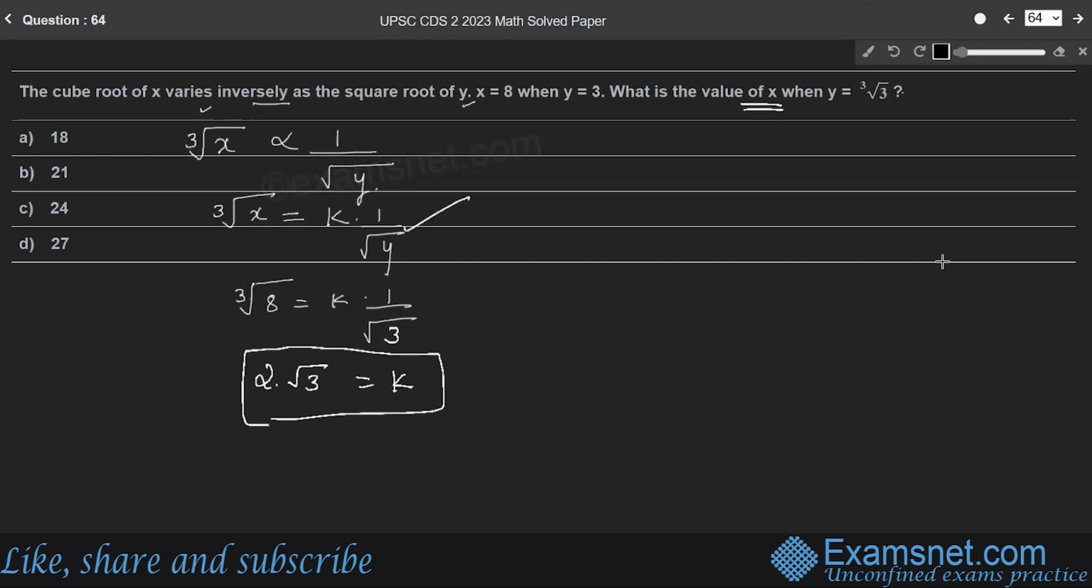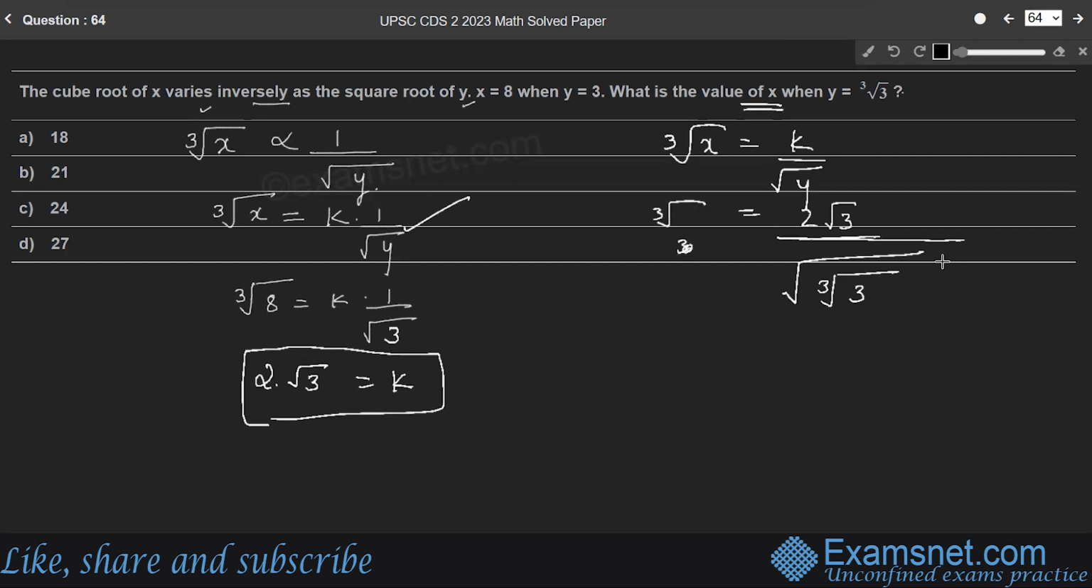Apply the same relation. Cube root of x is equal to k by root of y. The k value is 2 root 3, divided by root of y, where the value of y is cube root of 3. So it becomes the square root of cube root of 3, equal to cube root of x. Let us remove the square root applied to y by squaring this equation. Cube root of x is x raised to 1 by 3.